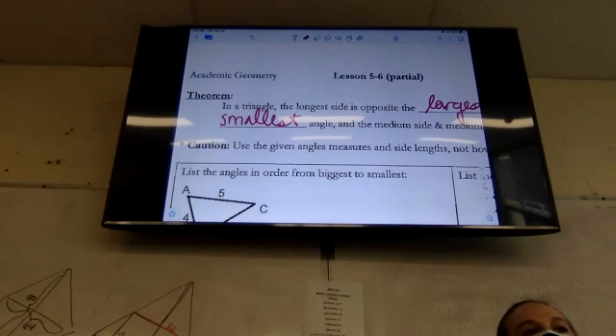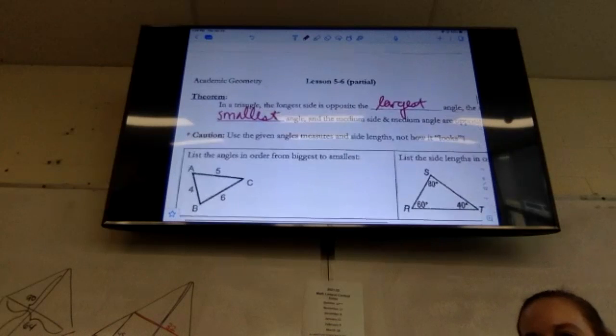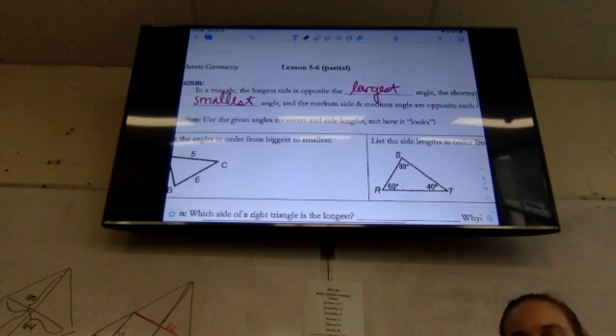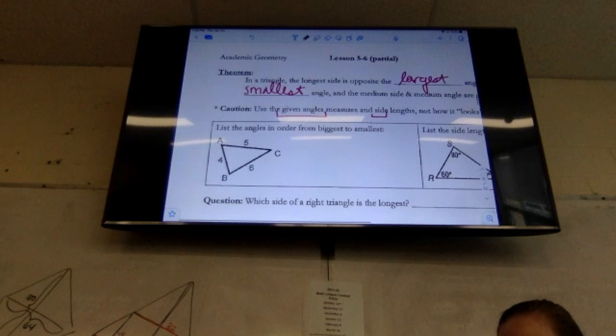And the medium side is across from the medium angle. All right, that seems to make sense, right? Smallest side is across from smallest angle, largest side is across from largest angle, medium side is across from medium angle. My only hint is don't go on what it looks like. Don't be like, that looks like it's the smallest side. Look at what it's actually labeled, what is given to you. Given angle, given side.